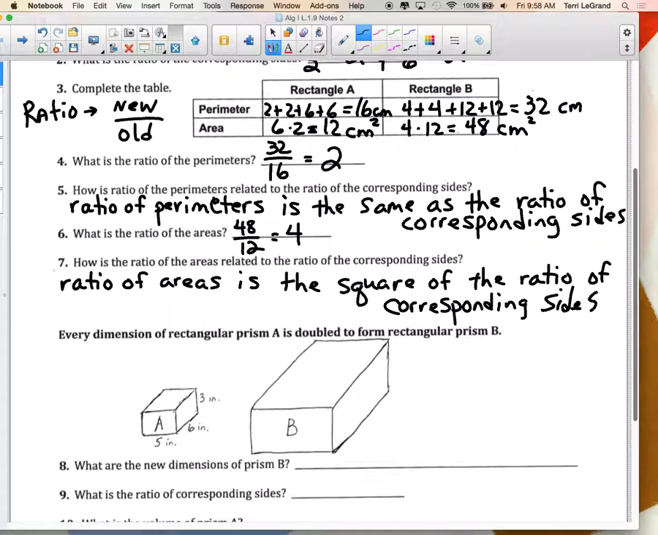The scale factor, the sides got doubled. The scale factor times itself. 2 times 2 is 4.